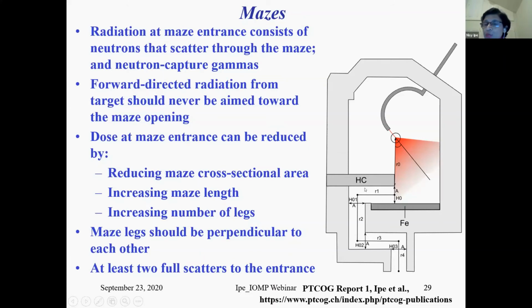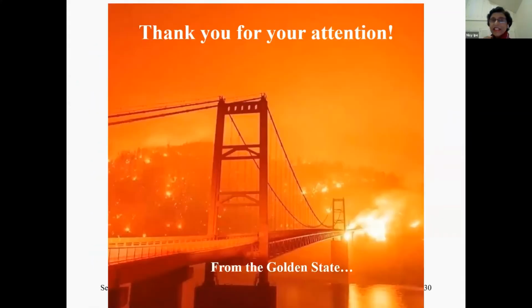And typically you would like to have maze legs perpendicular to each other, so you can obtain at least 2 full scatters to the entrance. So once you've done all the calculation, then you can write a shielding report and submit it to your regulatory agency for approval. So with that, let me conclude. Thank you for your attention.